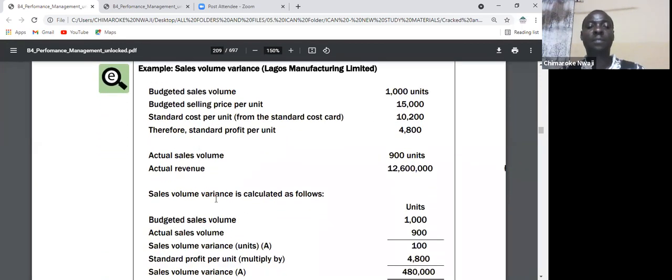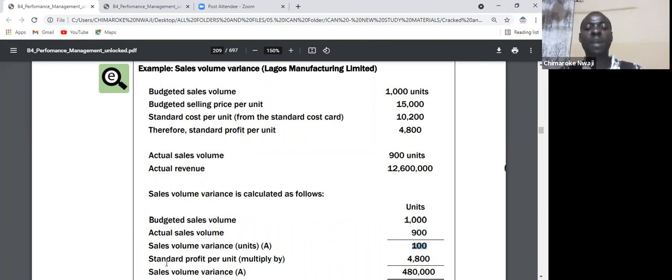Let's look at this question. Everything is still the same. Budgeted sales volume, 1,000 units. Now the actual sales volume is 900. So you see here, budgeted is from the fixed budget. Actual sales volume is from the actual result. So you see there is a difference of 100. It's adverse because you're supposed to sell up to your budget, but you sold lower than that.